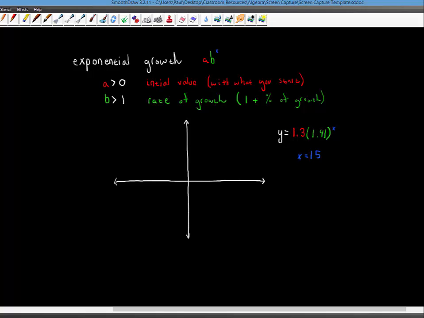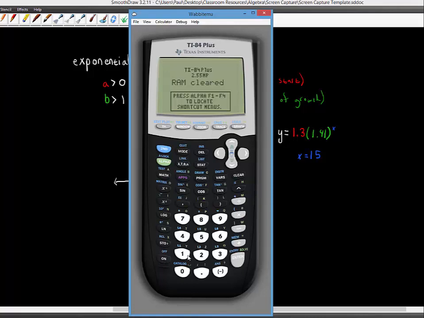So we let x be 15, and we trust our calculator to tell us the right answer, because nobody wants to raise 1.41 to the 15th power. So we could say 1.3 times 1.41 raised to the 15th power. So 225 inches per second.